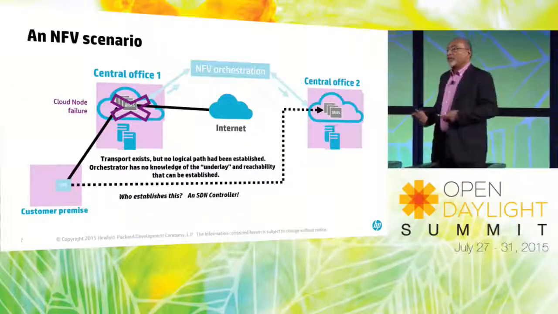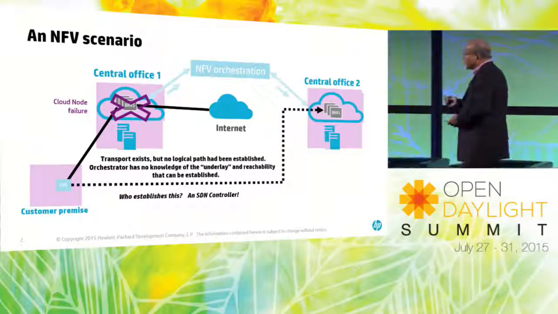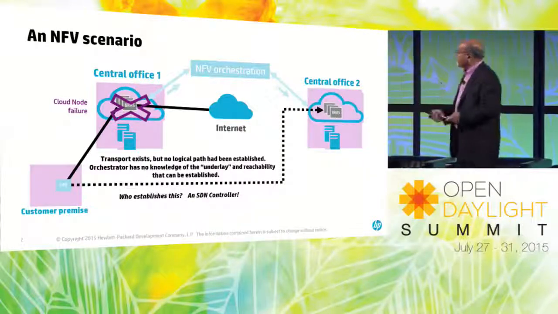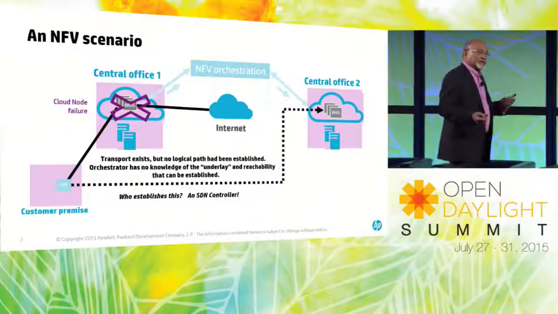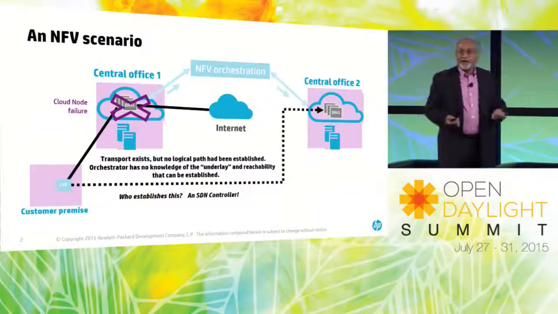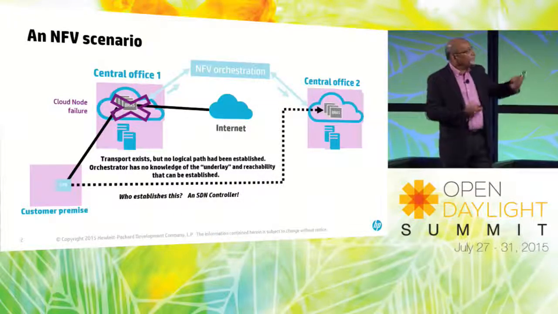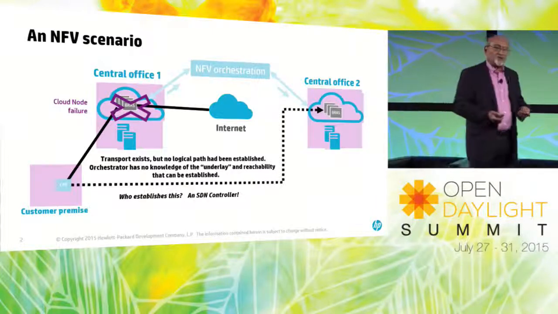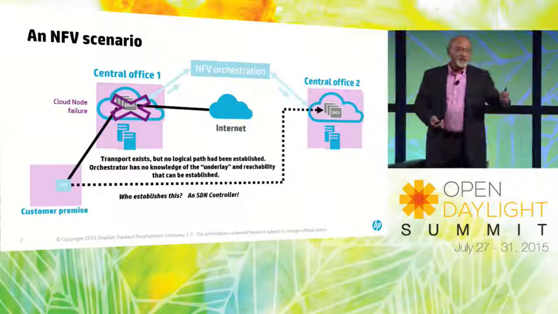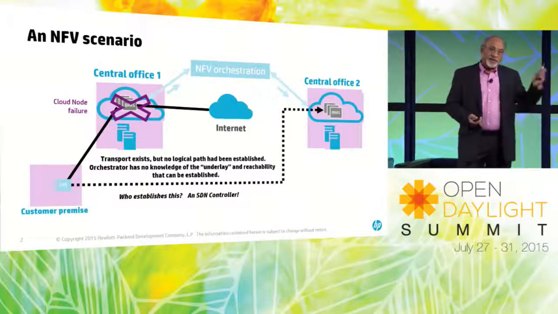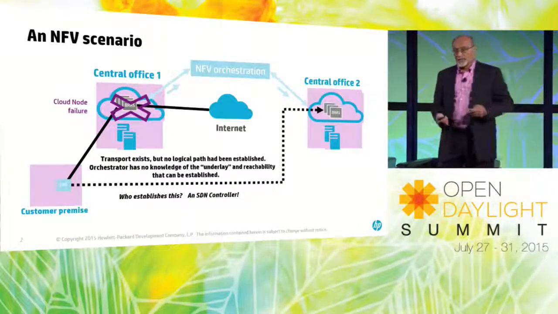And typically we think of an SDN controller as something which has knowledge of the network below and is able to set up the paths. But should it be doing this independently? And does the orchestrator need to know that there's reachability to certain central offices, but not to others, perhaps, and it needs to establish things in a particular place?